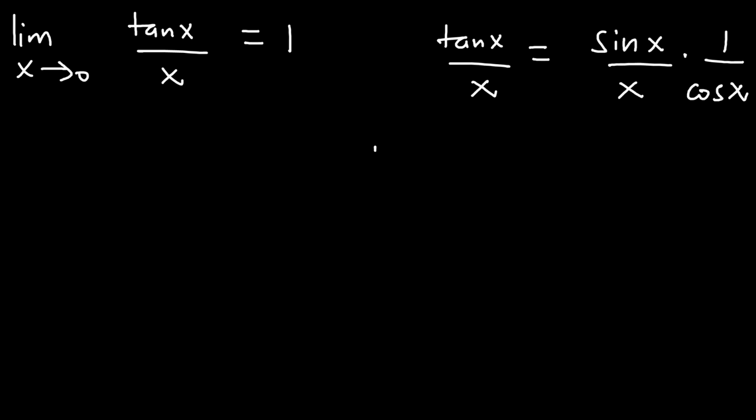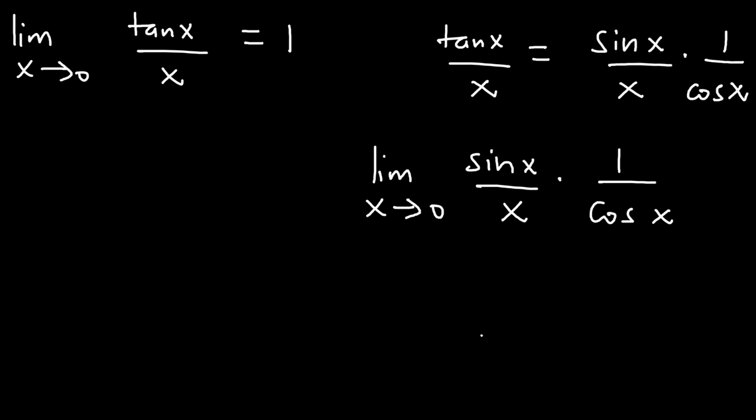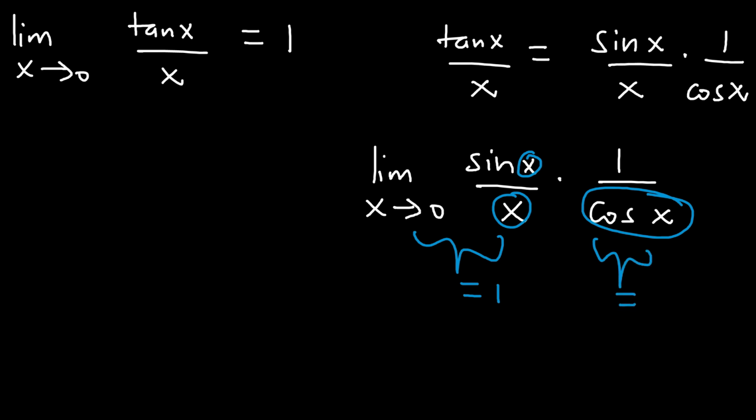Therefore, our limit will become the limit as x approaches 0. Now instead of writing tangent x divided by x, we shall write sine x divided by x times 1 divided by cosine x. And since this is the same as this, this part will be equal to 1. And then if we put in x equals 0, cosine of 0 will be equal to 1. So this part will also be equal to 1. Therefore, we shall have 1 times 1, which will be equal to 1. So that's how you solve this. Now you try out this.